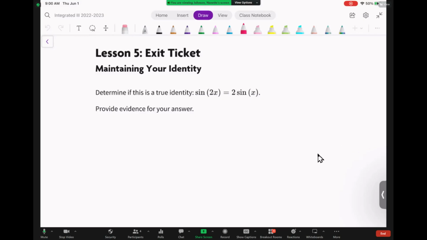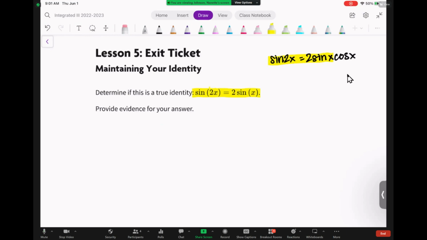Okay, so this is 7.5's exit ticket, and it says determine if this is a true identity, sine 2x equals 2 sine x. My initial gut says no, because the identity I'm thinking about is sine 2x equals 2 sine cosine. So I see this part, and sine, and then they just neglected this cosine here. So my gut is saying no.